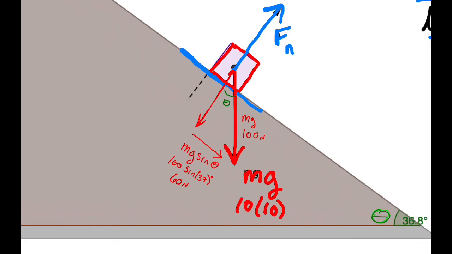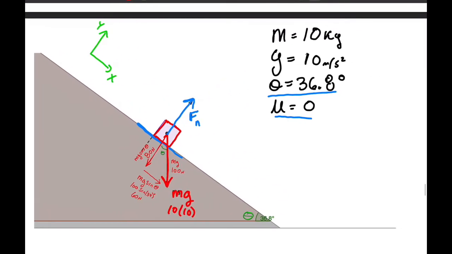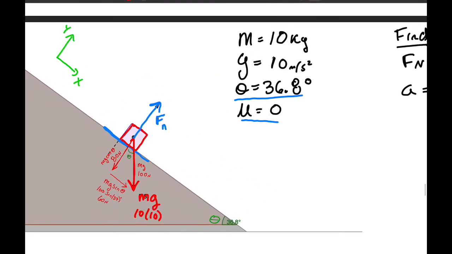Let's follow that same technique for the other part. This is now the adjacent side. So we'll call this mg cosine of the angle theta, or 100 times cosine 37. And that comes out to be 80 newtons. Let's go ahead and apply some Newton's second law now that we have our forces drawn out.